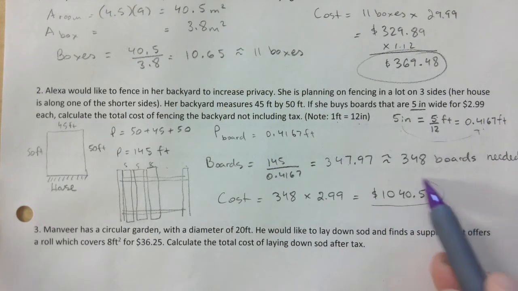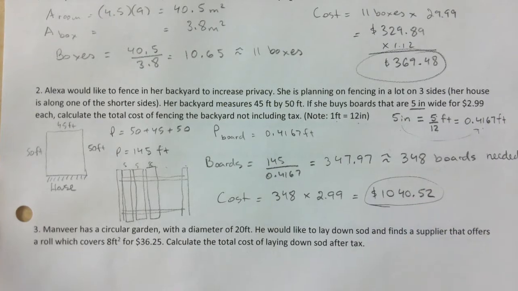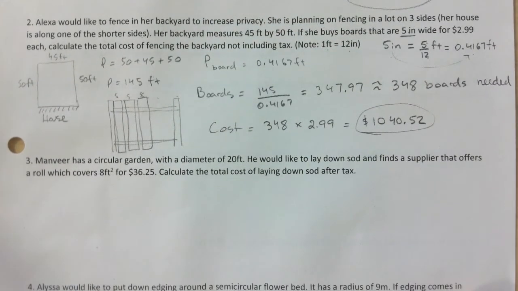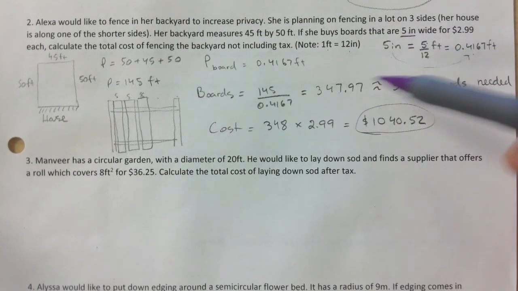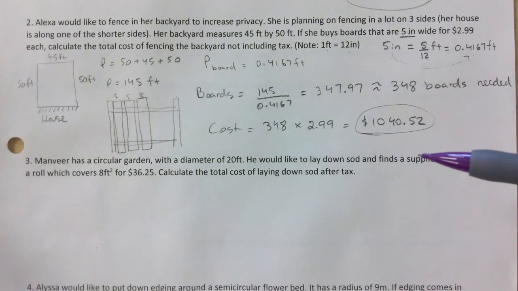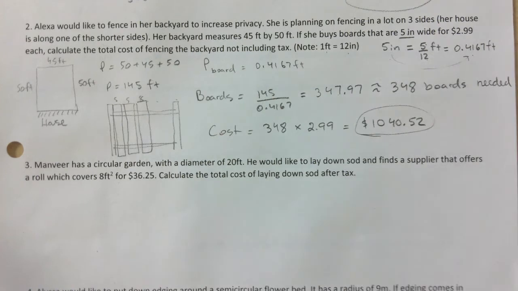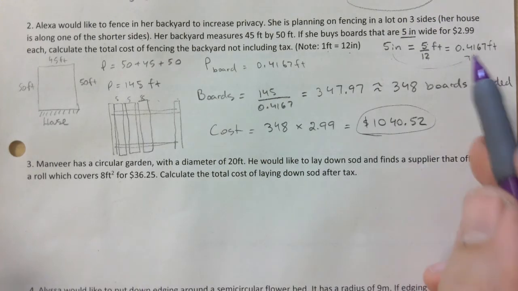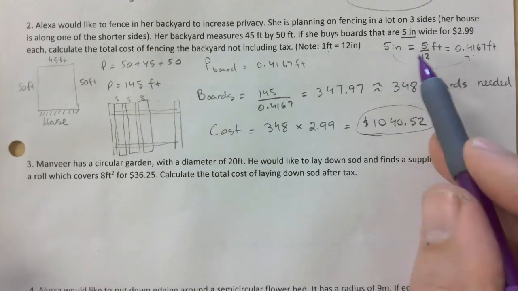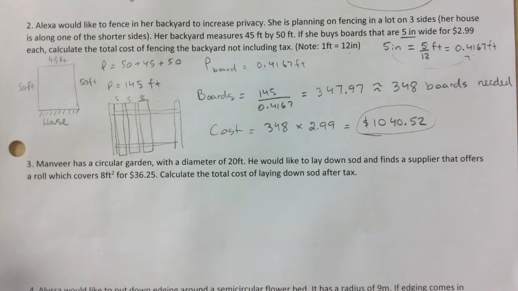And we don't need to worry about taxes, so that's it. So that one was a little trickier. If you missed the 5 inches, if you just went 145 divided by 5, then you're looking at a 5-foot wide board. I haven't seen one of those, right? Like for fencing purposes. So you need to make sure you convert it. And we're going to do some of this down the road. This you should have seen already, 5 inches to feet and vice versa.